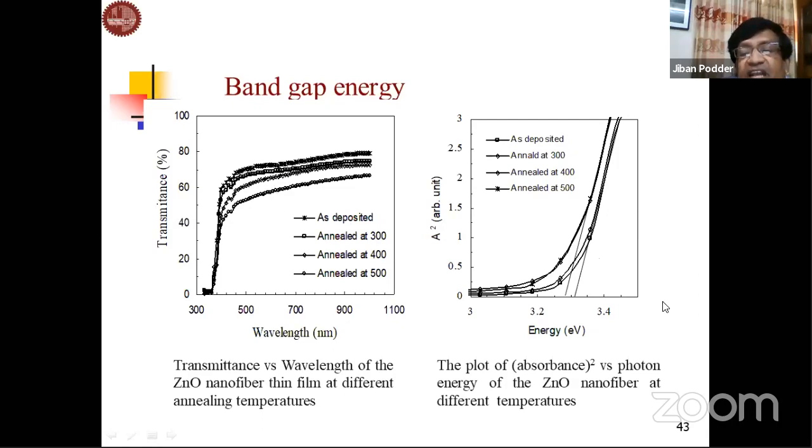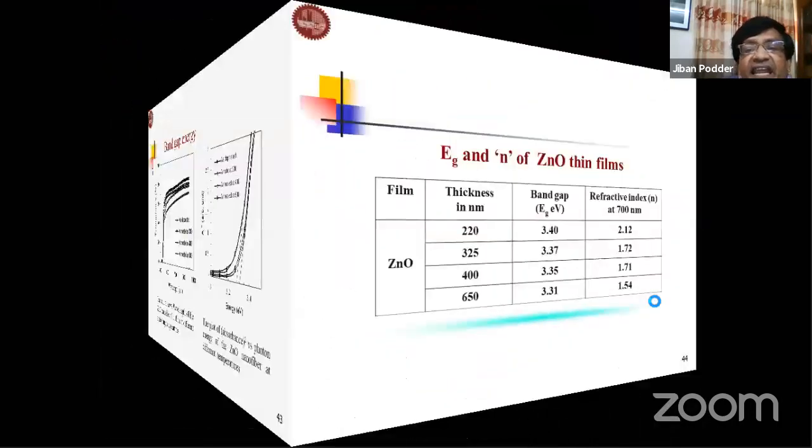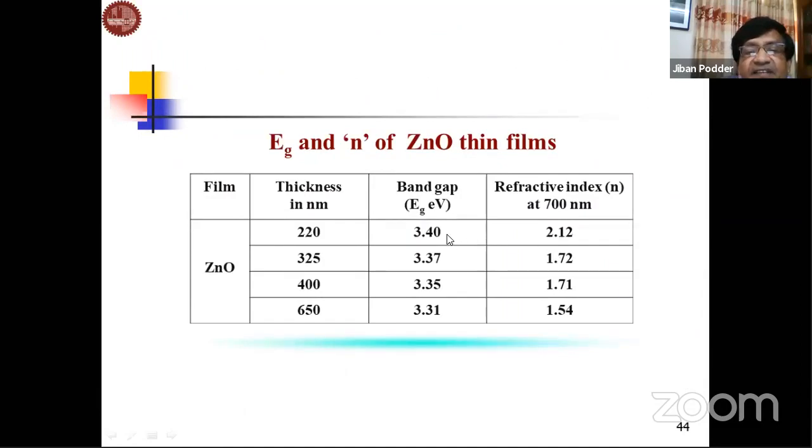Again, the band gap we calculated, and here we see that the band gap goes from 3.4 electron volt to 3.31 electron volt at a high temperature. The band gap is reducing here. Related to this, we can also see the quality of the optical properties of the film by calculating the refractive index.